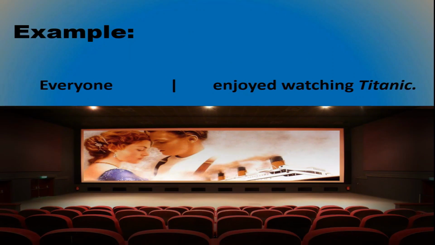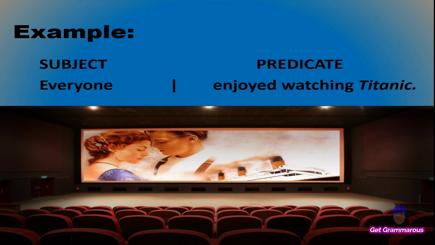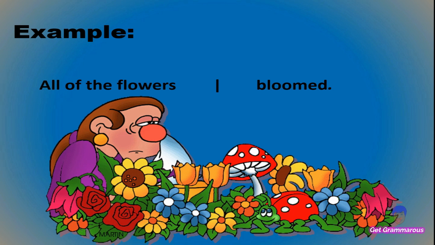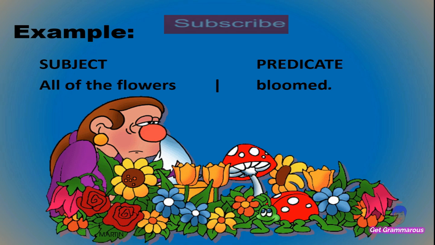Another example, everyone enjoyed watching Titanic. Everyone is the subject and enjoyed watching Titanic is the predicate. Another example, all of the flowers bloomed. All of the flowers is the subject and bloomed is the predicate.